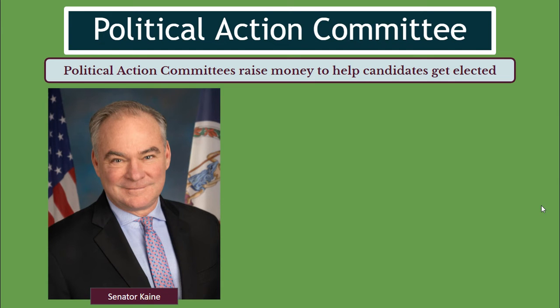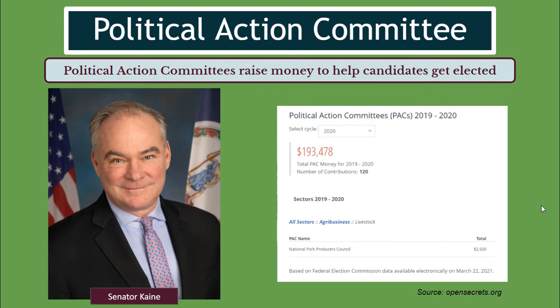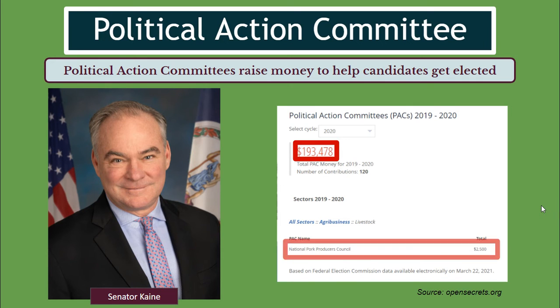Tim Kaine, when he was running for election, accepted money from political action committees. He accepted a total of $193,000 between 2019 and 2020, and he specifically accepted $2,500 from the National Pork Producers Council. That probably doesn't sound important, but what it means is that they have given him money to try to get him elected, and they are hopefully expecting that if a law comes in front of him that has something to do with pork, he's going to vote the way that they want him to vote, because they have given him money and helped him win his campaign.